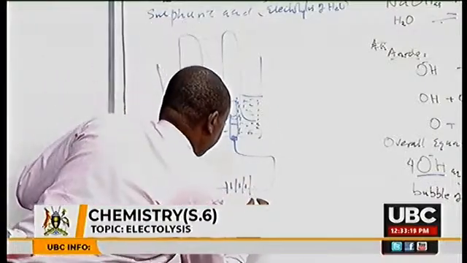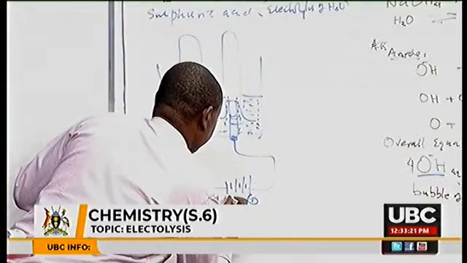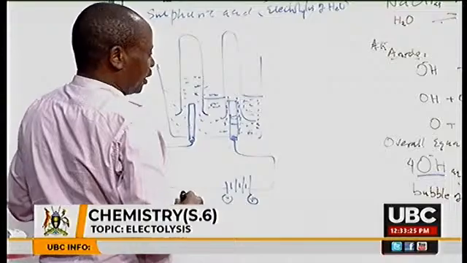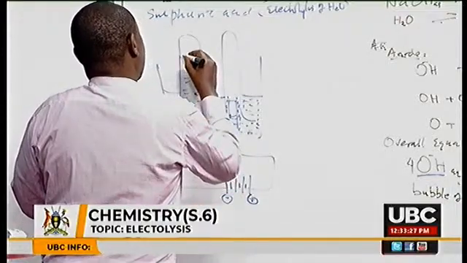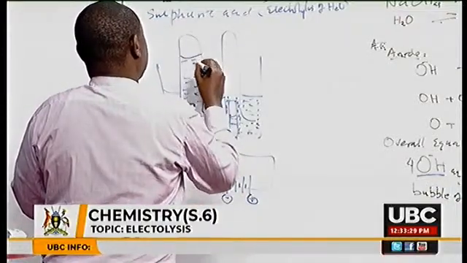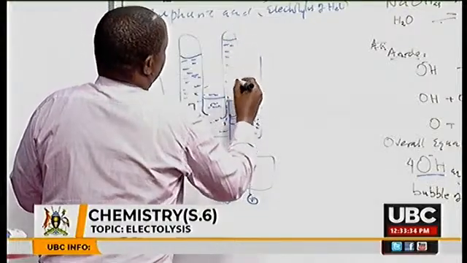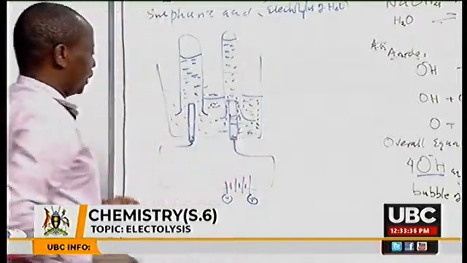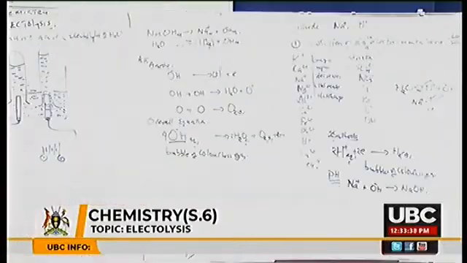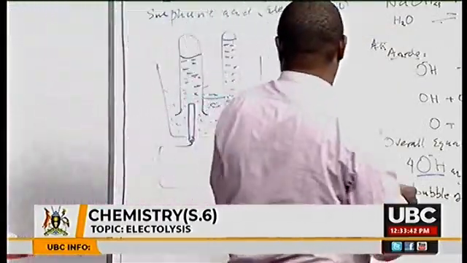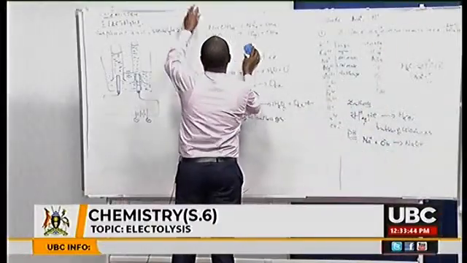This is the anode, which is positive. Then this is the cathode, which is negative. And this is how we obtained the gas. I will remind you why it was practical. That's how we connected those two when we carried out electrolysis of sulfuric acid or sodium hydroxide.